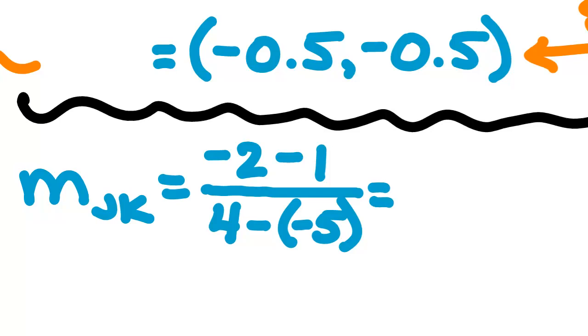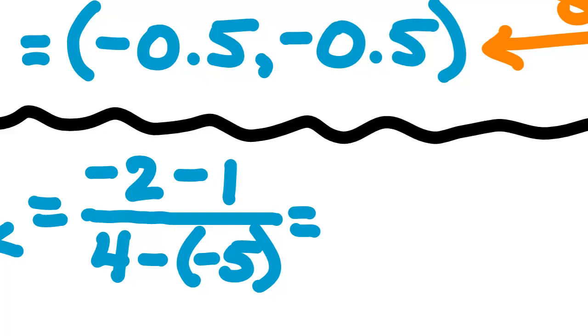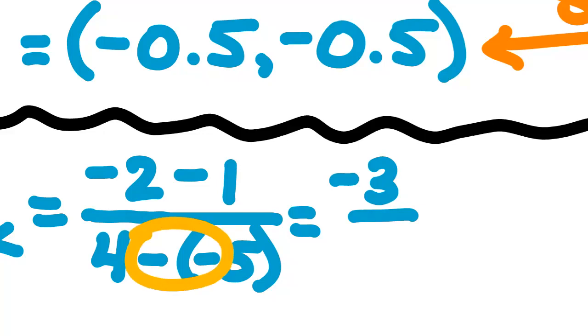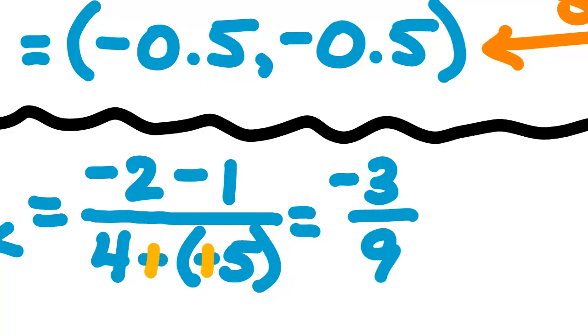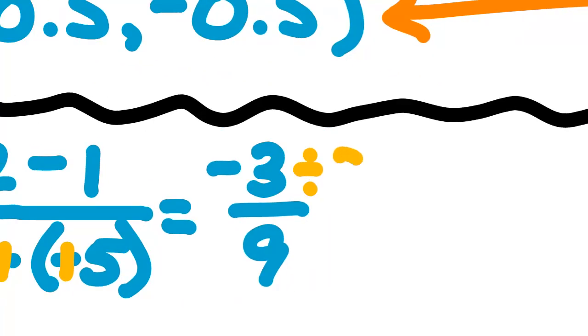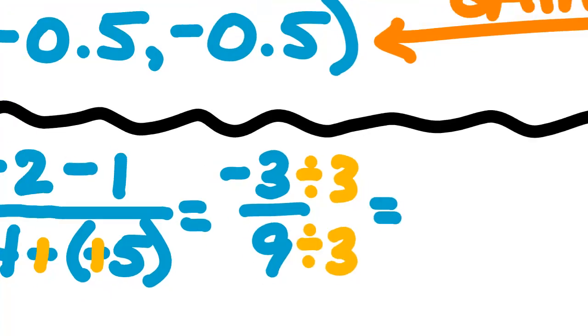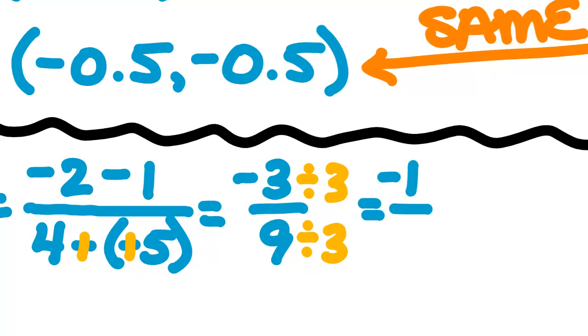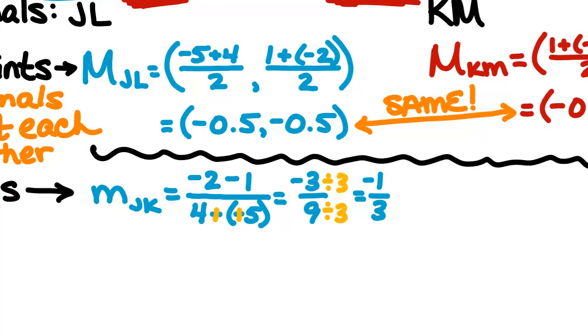So then I simplify my numerator. What is negative 2 minus 1? Negative 3. So negative 3 in my numerator. What happens in the denominator where we subtract a negative? They add. So 4 plus 5 would be 9. Negative 3 over 9. Can I reduce that at all? Is there anything that goes into both of those? 3 goes into both. So we're going to divide top and bottom by 3. What is negative 3 divided by 3? Negative 1. And 9 divided by 3? 3. Positive 3. There we go. So my slope for JL is negative 1 over 3.